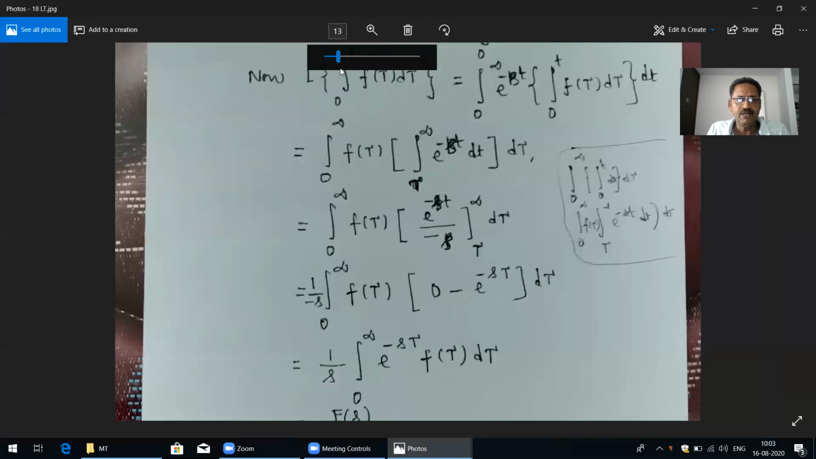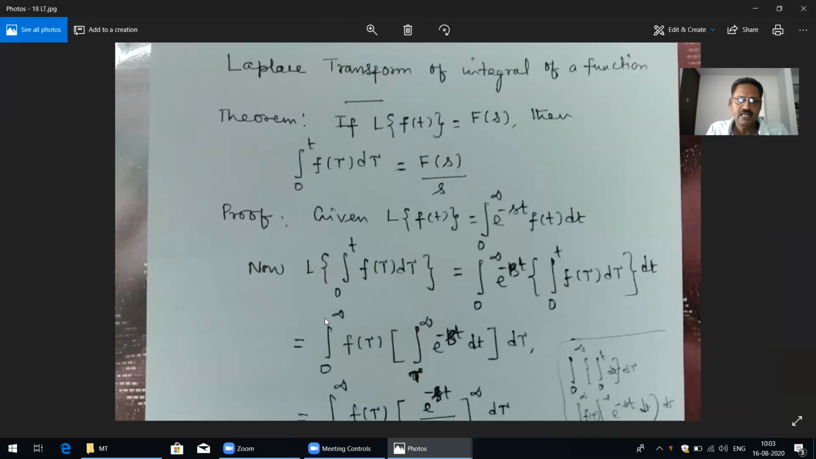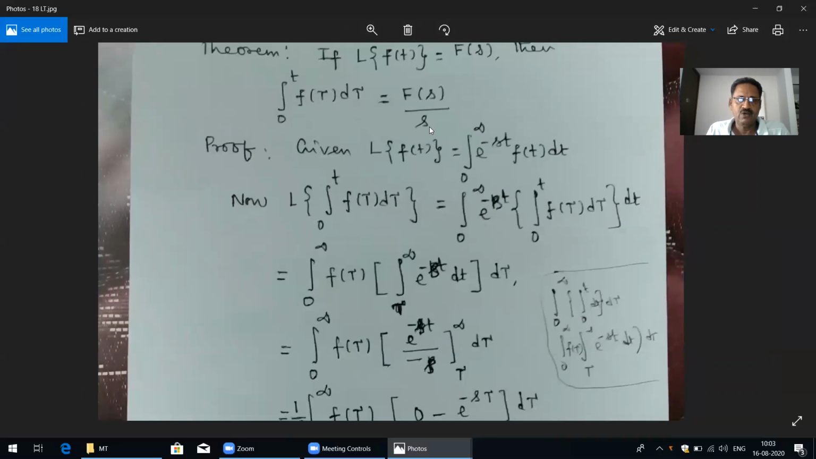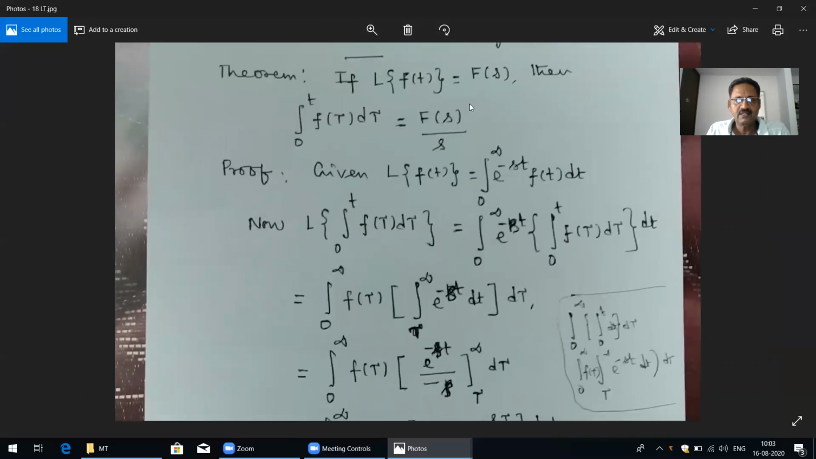This one was the derivatives of the Laplace transform of functions. The next one is the Laplace transform of integral of functions. Next we have to prove the Laplace transform of integral of functions. The theorem: given that if the Laplace transform of f of t equals F of s, then to prove that the Laplace transform of the integral from 0 to t of f of tau d tau equals F of s over s. You clear now? This is the concept we have to prove.